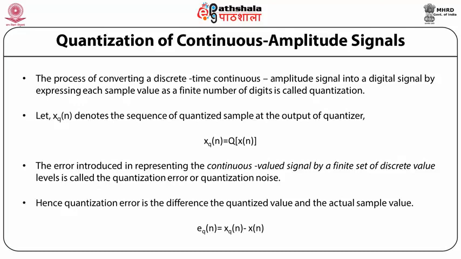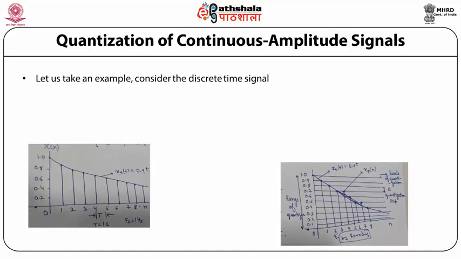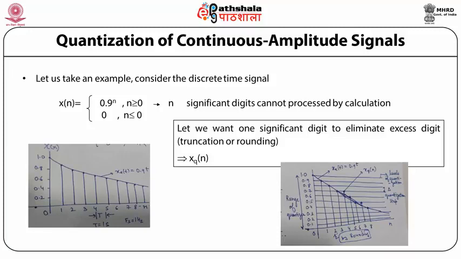Hence, quantization error is the difference between the quantized value and the actual sample value, which is represented by eQ(n) equal to xQ(n) minus x(n). Let us take an example. Consider the discrete time signal x(n) equal to 0.9 to the power n for n greater than or equal to 0, and it is 0 for n less than 0. The significant digits cannot be processed by calculation. So let us say we want one significant digit; to eliminate the excess digits, we use truncation or rounding.